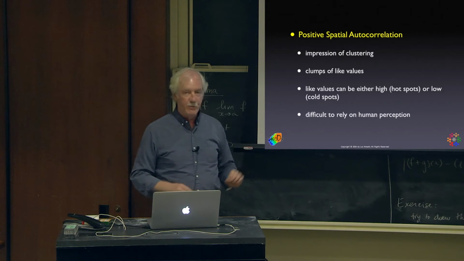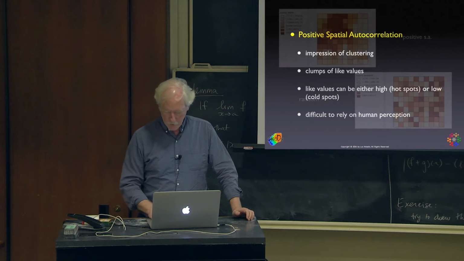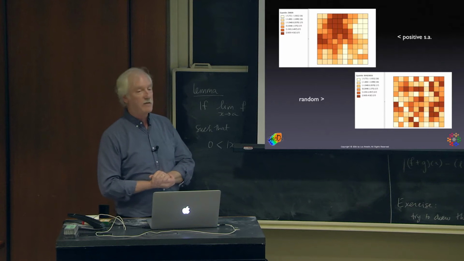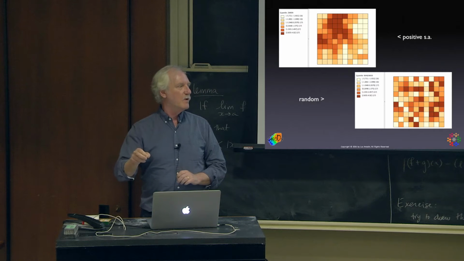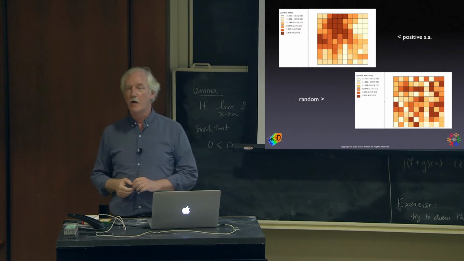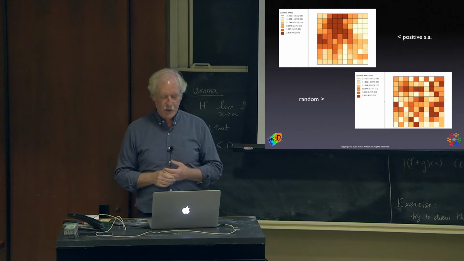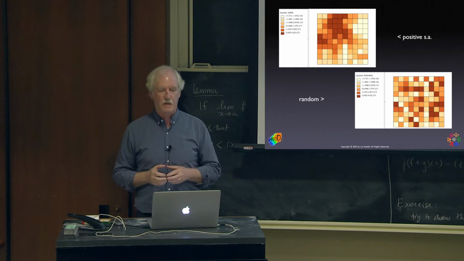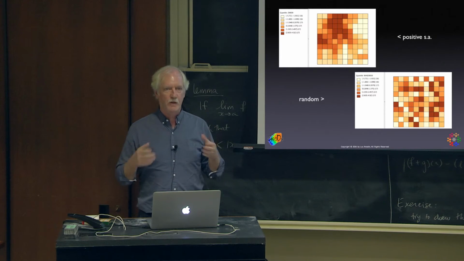Last bullet, very important: it is difficult to rely on human perception. If we had all the time in the world, we could run a little experiment where I put a bunch of these in front of you, and you have to vote whether they're spatially random or not, and then when they're not, whether they're positively or negatively correlated. It's very hard to do. And as you'll see, at least in my view and in my experience, it's a little easier to do for positive than for negative. You'll see in a second why. Our brains are wired to see patterns. We see patterns even when there are no patterns.